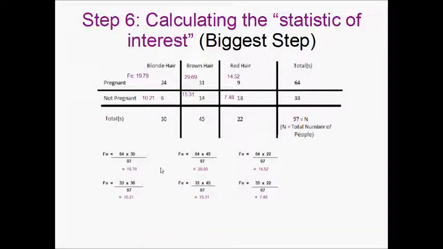So I do this for each of the cells. For blonde hair, we have frequency observed. Frequency observed is simply the number that's already in the cell. So for blonde hair pregnant, its frequency observed is 24 because that was the number that was there in the first place. That's what the researcher observed when undergoing the survey. Frequency expected was its row total times its column total divided by 97, which gave us 19.79.